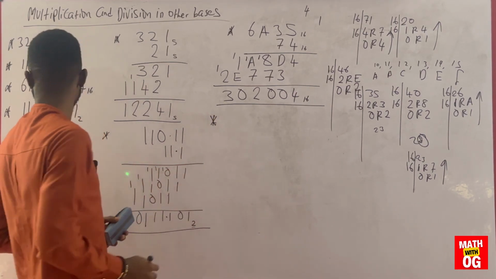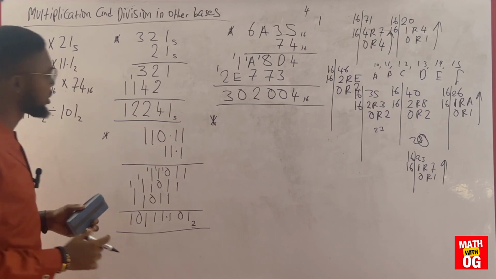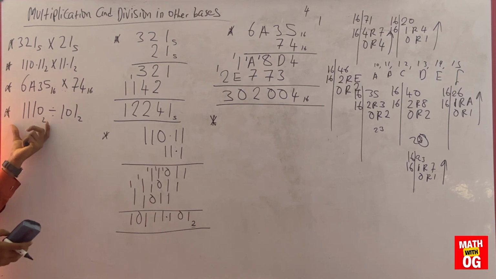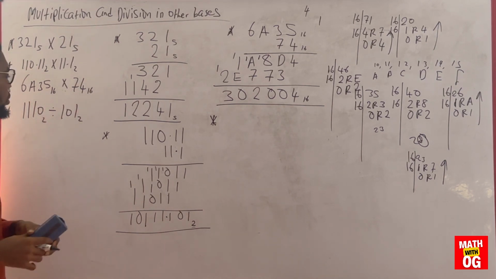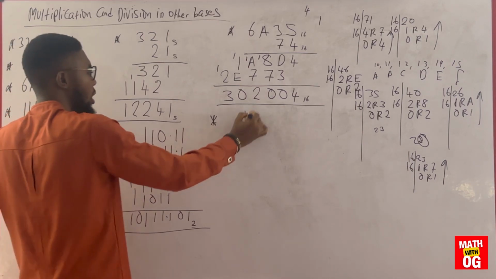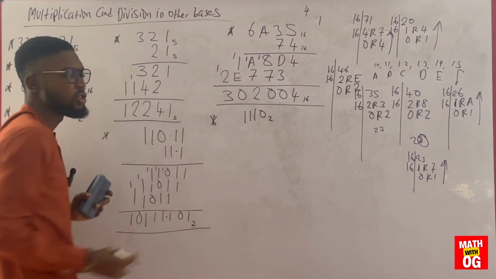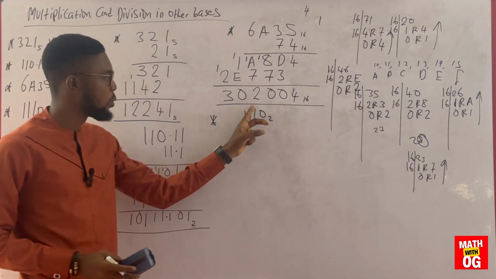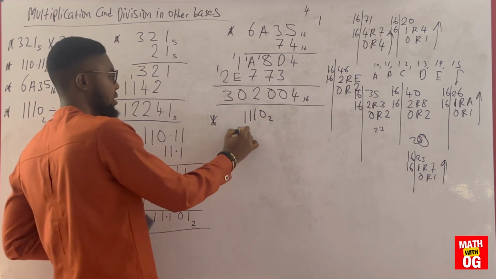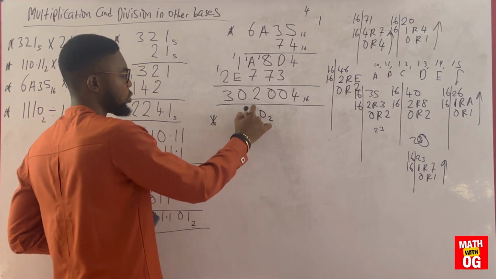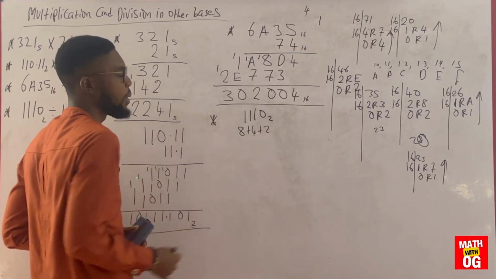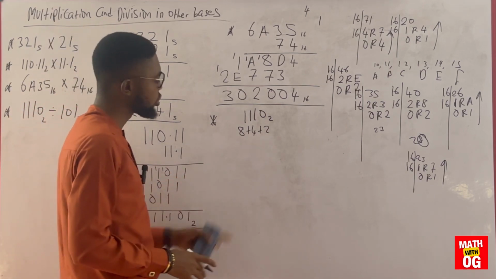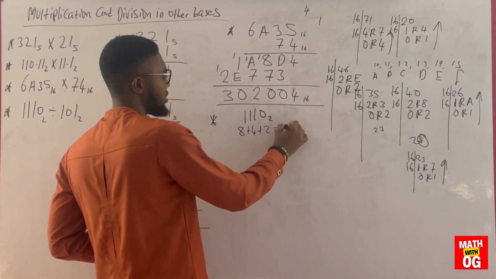Now, the last question, 1110 divide 101. So this is a case where you have to divide. And like I said, it's best you convert to base 10, and you do your maths. So let's work with 1110 base 2. At this junction, I believe we all know how to convert from base 2 to base 10. So this is 0, 1, 2, 3. 2 raised to the power of 3 is 8. This is 2 raised to the power of 2, 4. 2 raised to the power of 1 is 2. And 2 raised to the power of 0, 1. But 1 multiplied by 0 is 0. So 8 plus 4 is 12. 12 plus 2 is 14.